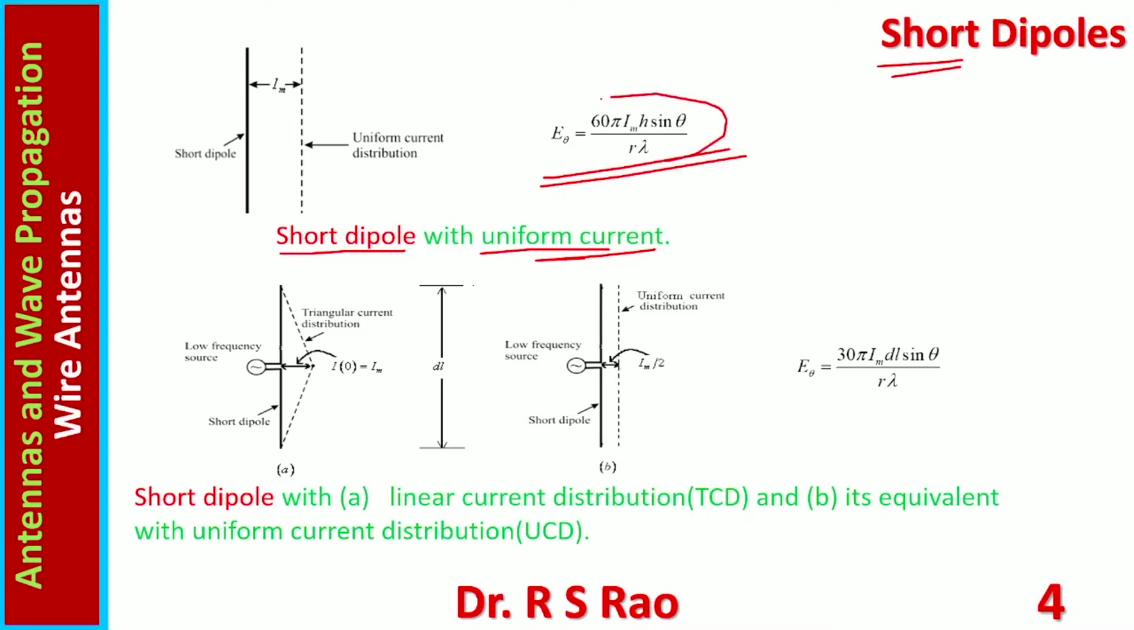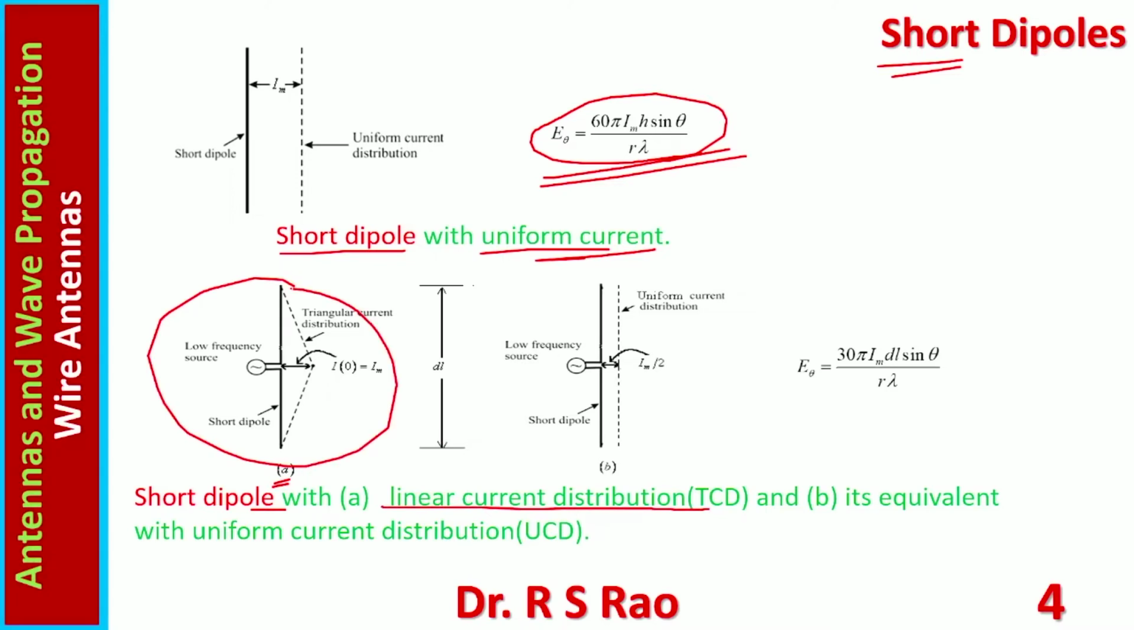This expression we are going to use in finding field intensities due to dipoles and monopoles with linear current distribution. Below it is shown a short dipole with linear current distribution. For this, we want the radiation field intensity. When it is working as a transmitting antenna, what is the radiation field intensity given by it? This is what we want.